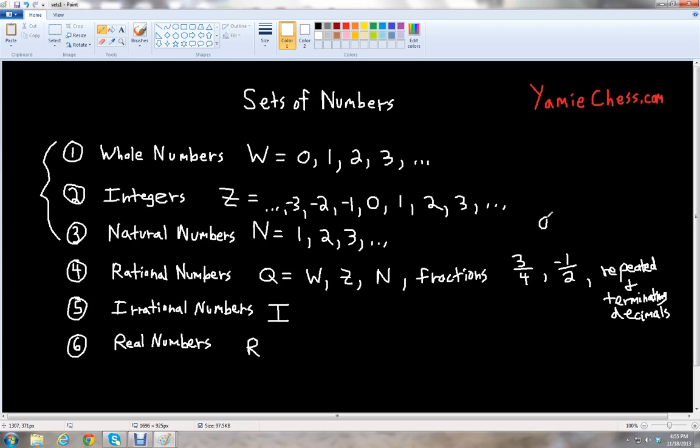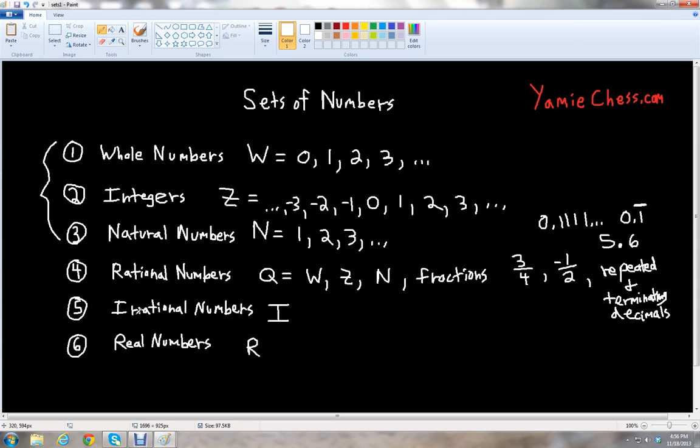So if you have the number like 0.1111, repeating, or you could write this as 0.1 with a line above the 1. So that's also a rational number. And then a terminating decimal, say like 5.6. So those are rational numbers.